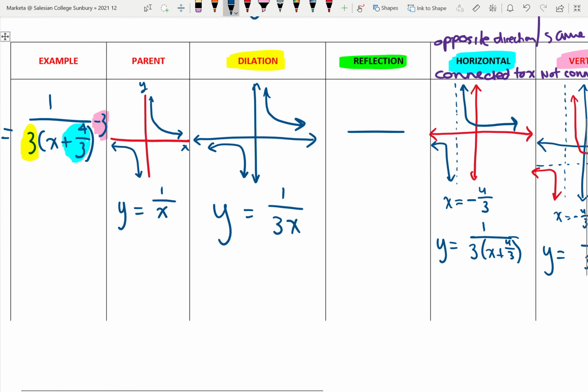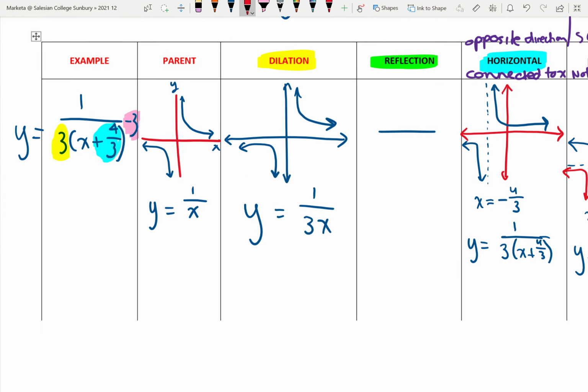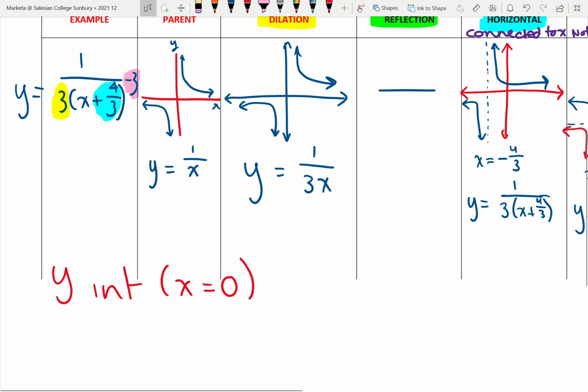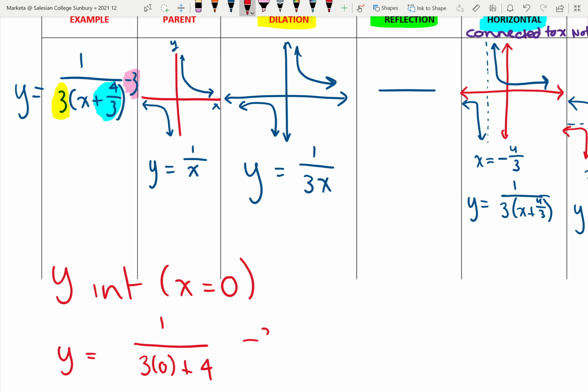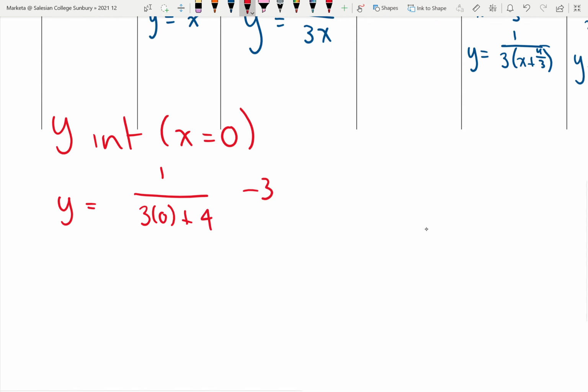So I'm going to start with the y-intercept, because the y-intercept is usually easier. So y-intercept when x equals 0. And you can use this equation, or you can use the one before we remove the 3. And look, I'm going to use the one before we remove the 3. y equals 1 over 3x plus 4, minus 3. So we're going to get y equals 1 over 3 plus 4 is 7, minus 3.